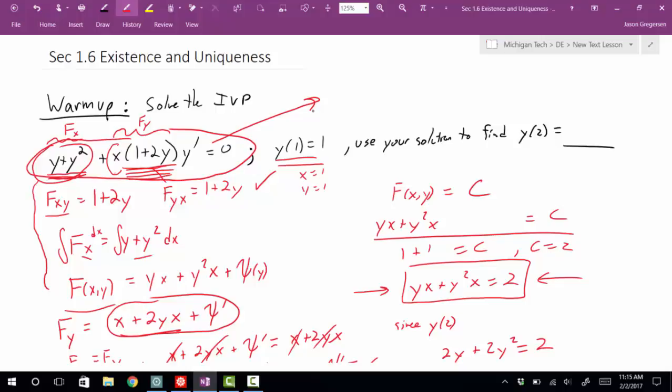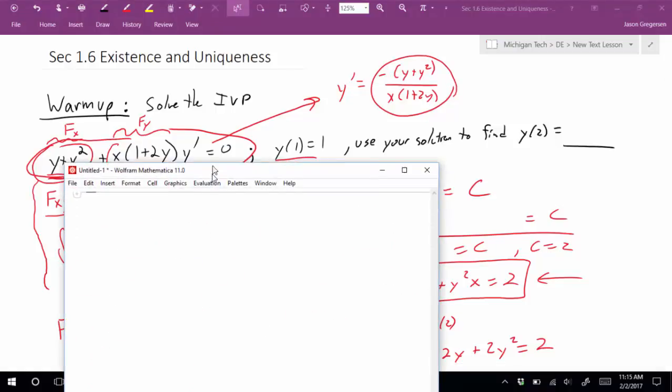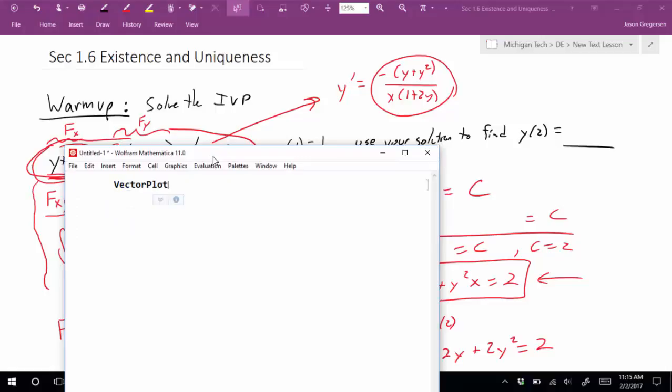Solve for dy/dx, absolutely, because the slope field says, what's the slope here? What's the slope here? That slope is dy/dx. So I take this, I get y prime is equal to, I have to subtract this piece over, divide by the other piece, and I'll get something that looks like that. Now I can use this expression for slope to actually make the vector field. So we'll grab this up here, I'll do a vector plot, and I'll put in my vector, 1 over the slope: negative y plus y squared, all over x times 1 plus 2y.